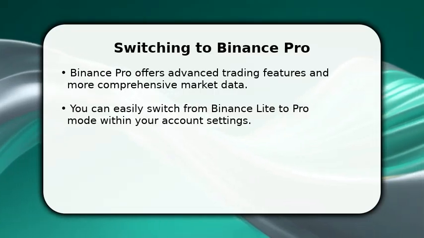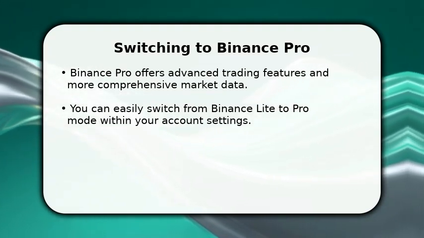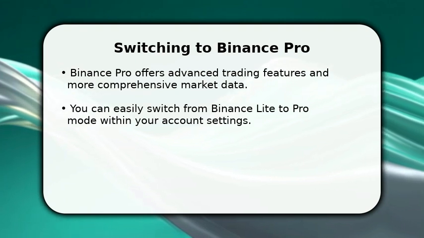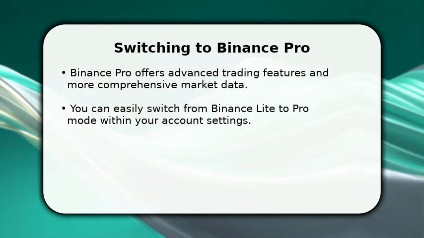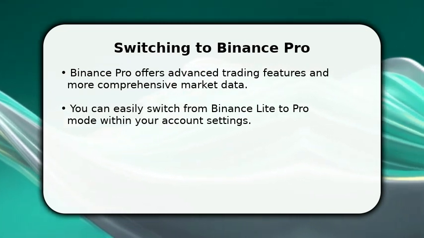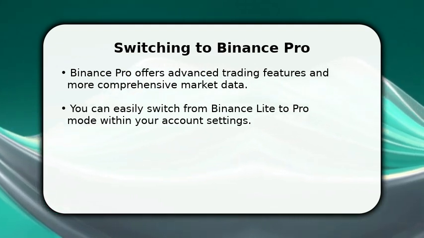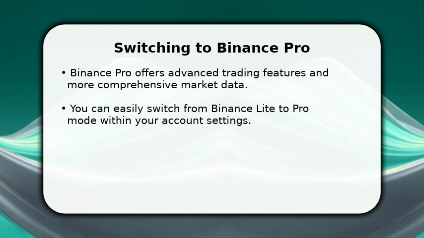In this video, I will explain how to get Binance Pro. First, open your Binance app and log into your account. Once you're on the home screen, look for the profile icon, usually located in the top left corner of your screen. Tap on this icon to access your account overview and settings. This is where we'll find the option to make the switch.